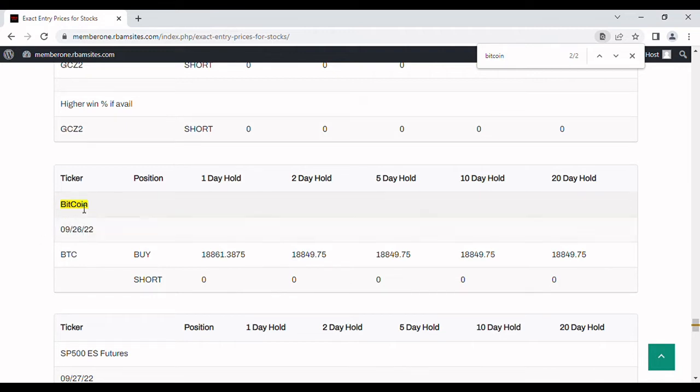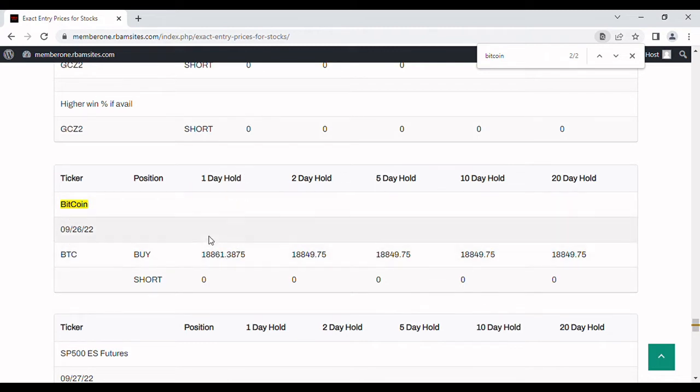And so this is for the 26th. We haven't put it out yet for tonight, but we will here in a couple hours. Now you take a look. This is 9:26 this morning. We put these out for 1, 2, 5, 10, 20-day hold periods. We're doing day trading, so we're going to go to the 1 day hold.